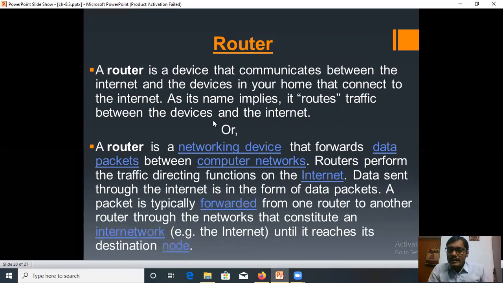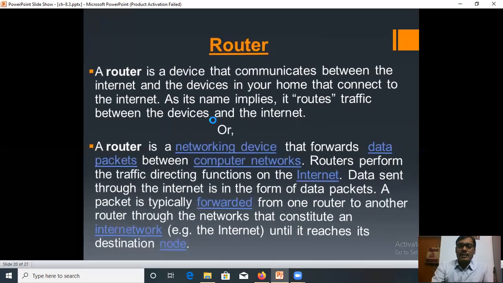Data sent through the internet is in the form of data packets. I've already told you that data which is sent through the internet is in the form of data packets. And a packet is typically forwarded from one router to another router through the networks that constitute an internetwork, until it reaches its destination node.